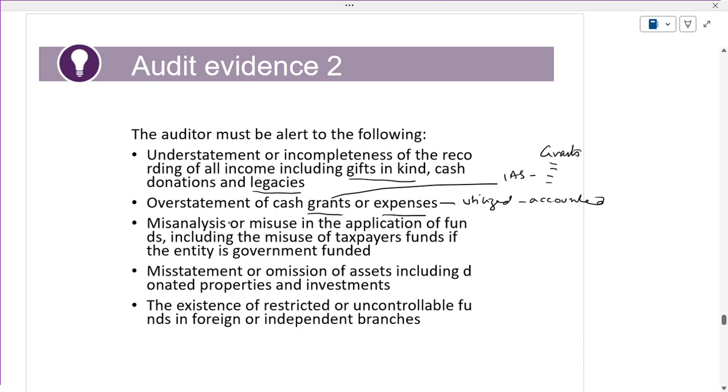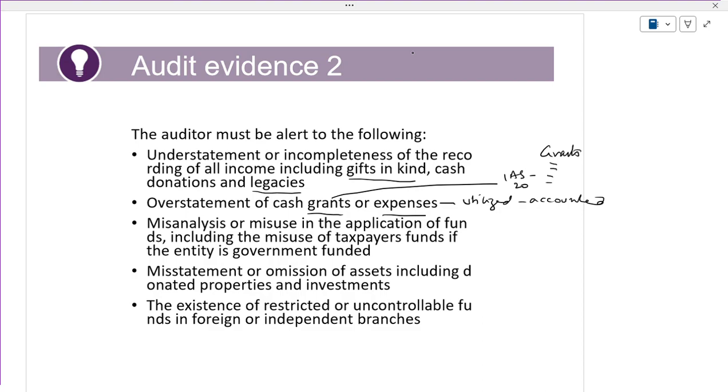We should not recognize a grant unless it is received. I think it is IAS 20, which is the way we are talking about the grant. IAS 23 is the borrowing cost. It means we have to make sure how the grants are going to be accounted for.